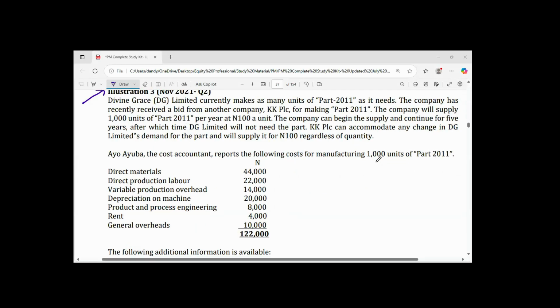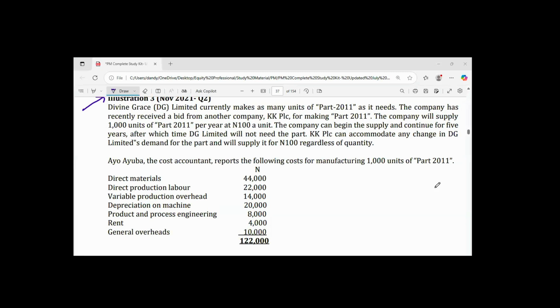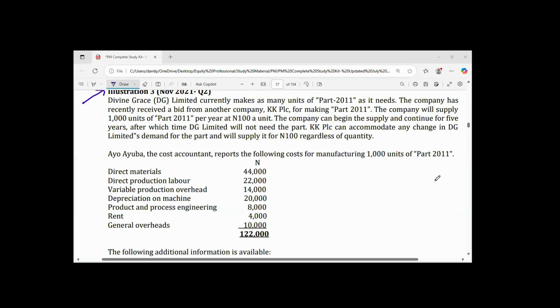Divine Grace Limited currently makes as many units of Part 2011 as it needs. The company has recently received a bid from another company, KKPLC, for making Part 2011. The company will supply 1,000 units of Part 2011 per year at 100 naira a unit. The company can begin the supply and continue for 5 years, after which time Divine Grace Limited will not need the parts.